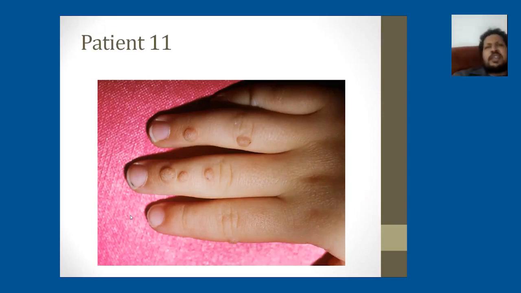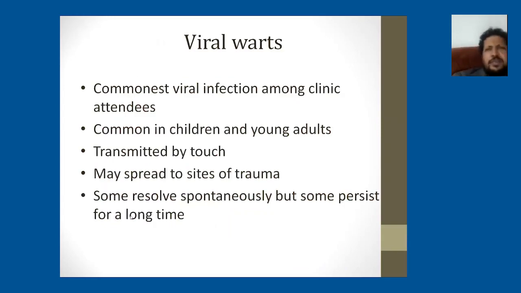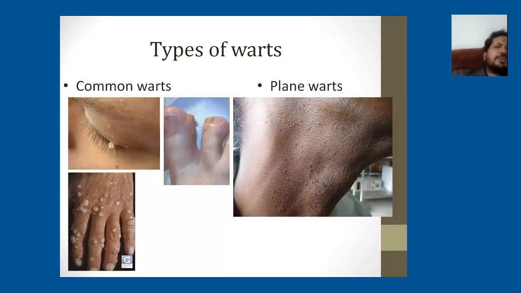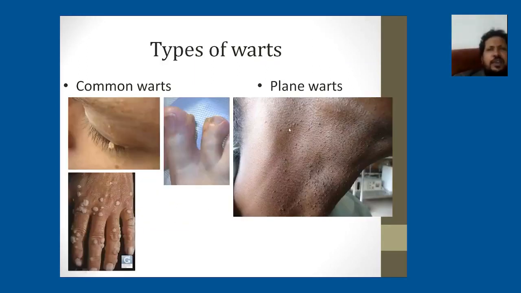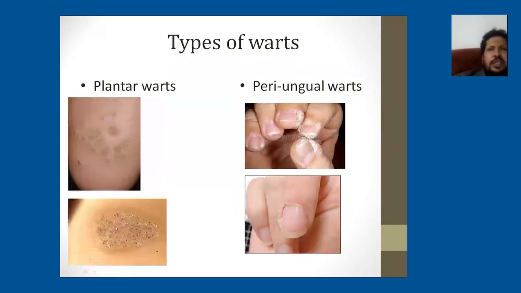So it's the commonest viral infection among dermatology clinic attendees in children. Common in children and young adults, again in the school going age, transmitted by touch, and it can spread to sites of trauma, resulting in linear lesions sometimes. Usually, our immune system can get rid of it within a couple of years, although some can persist for a longer time. So there are different morphologies. You can get flat lesions called plane warts. You can get more tree-like or elongated warts called filiform warts. Then you can get plantar warts and periungual warts.